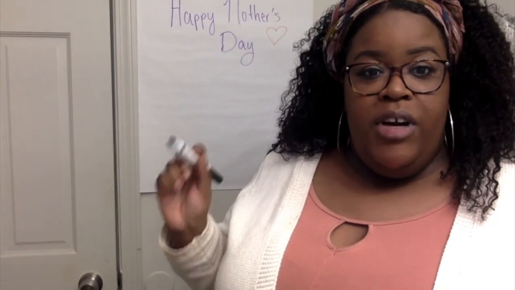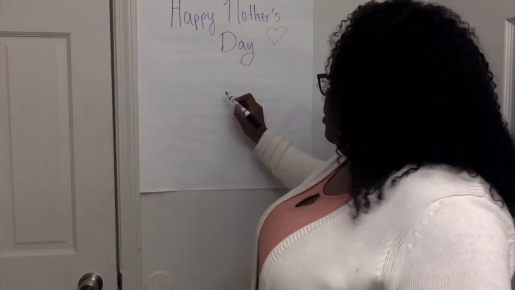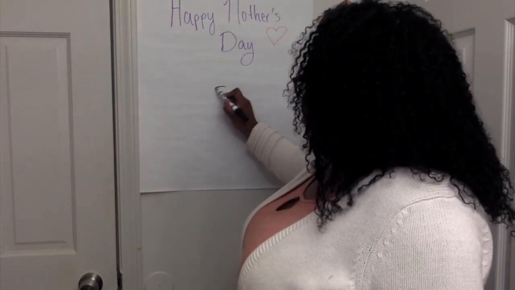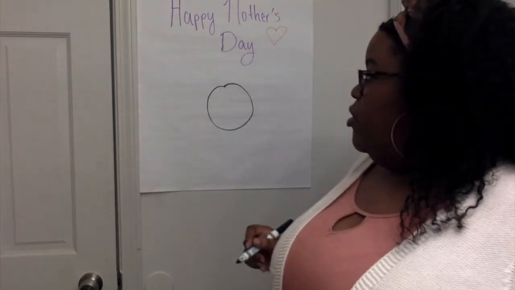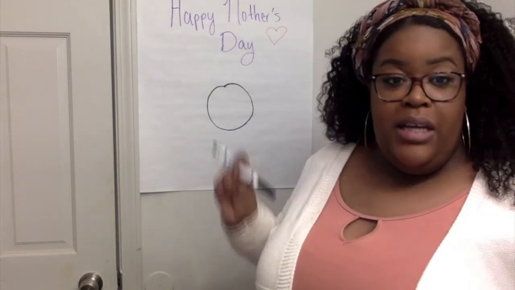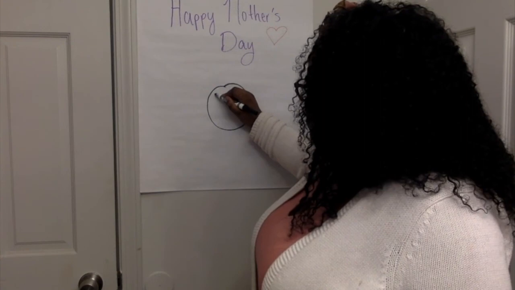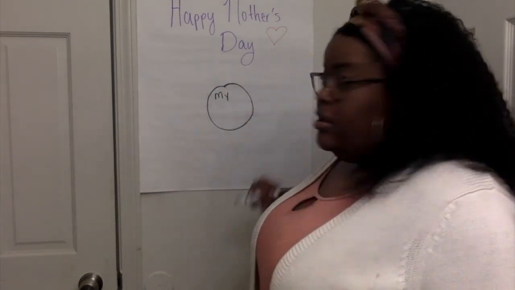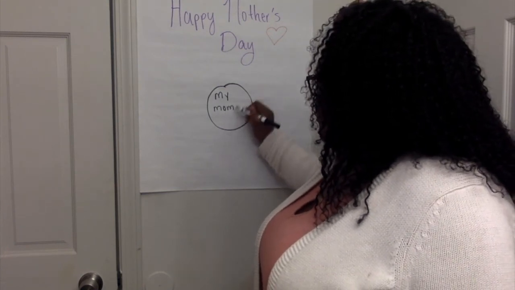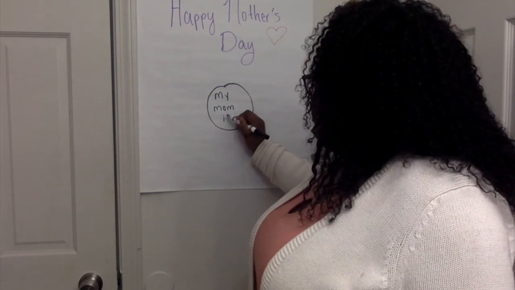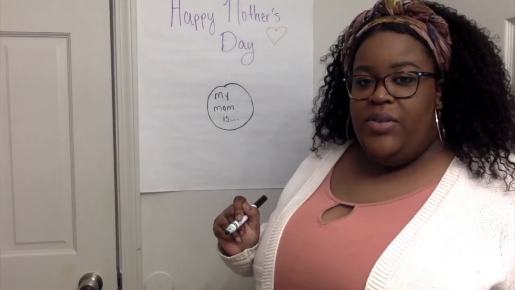All right, Kipsters, so the first thing you're going to do is take the marker, and in the middle, you just draw a circle. That's going to be the middle of the flower. Okay? And then after you draw your circle, you're going to write "my mom is." I'm going to write it, and then you can copy me if you don't know how to write it. So, my, M-Y, mom is. And then you can put dot, dot, dot. Okay, Kipsters? So go ahead and do that.